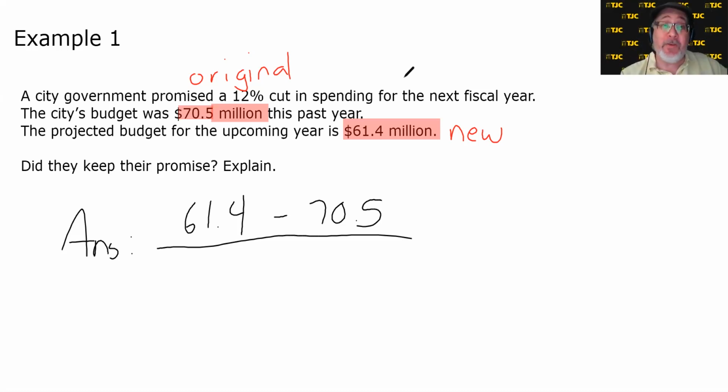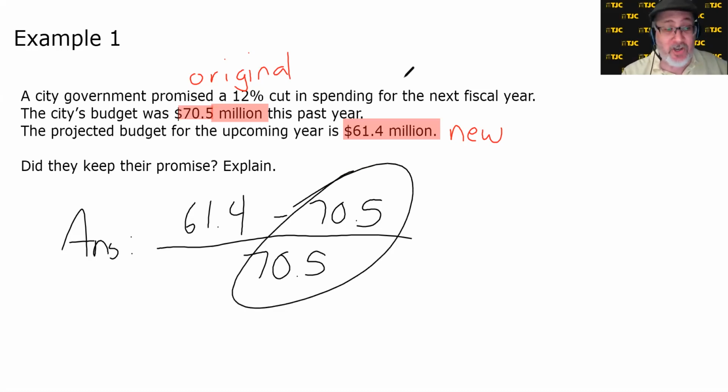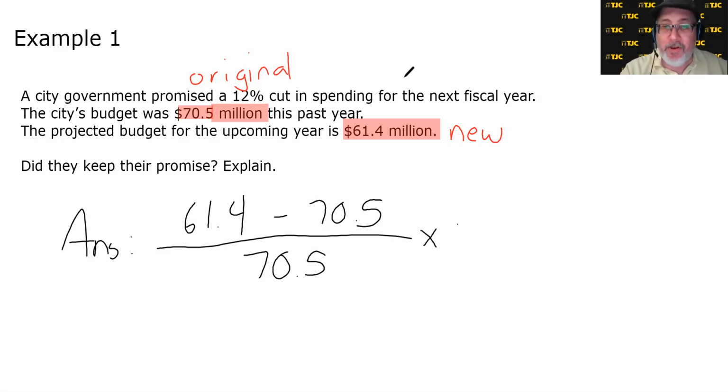This is where most people make a mistake. Don't put the 61.4. We have to compare it to what it was before it changed. We have to compare it to 70.5. Just remember, these two numbers will always match. And then we're going to multiply that by 100%. All right, let's see what happens if we do 61.4 divided by 70.5.